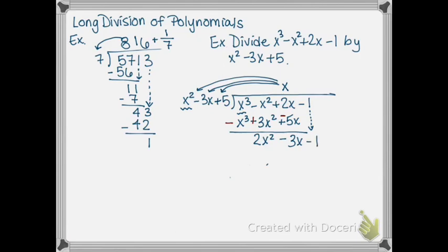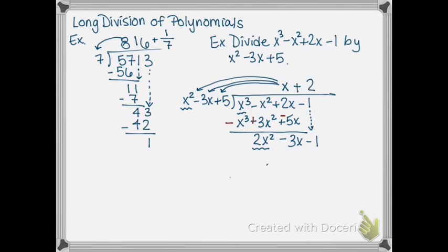Okay, let's take a look here. I need 2x squared. And I have an x squared. So how many times do I multiply x squared to get 2x squared? Well, I'm going to multiply it twice. So I'm going to put a plus 2 here.